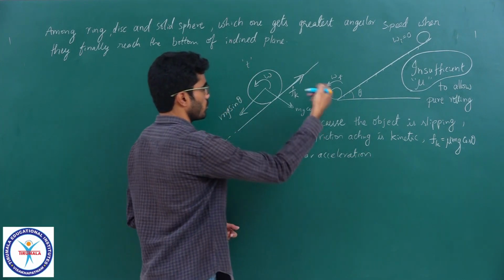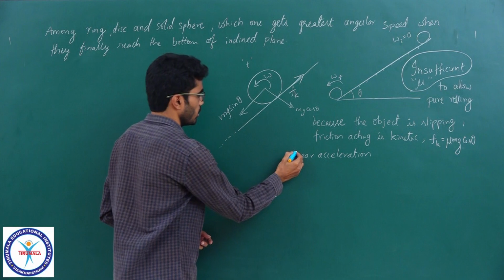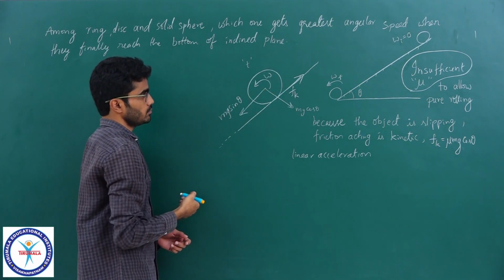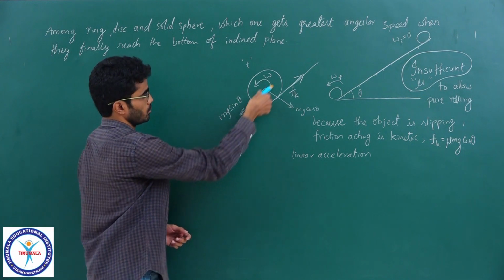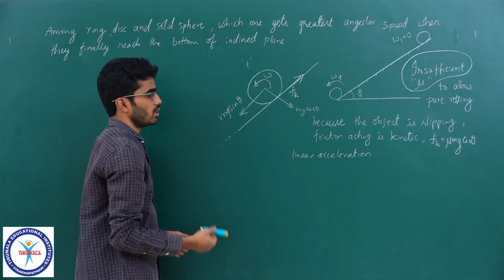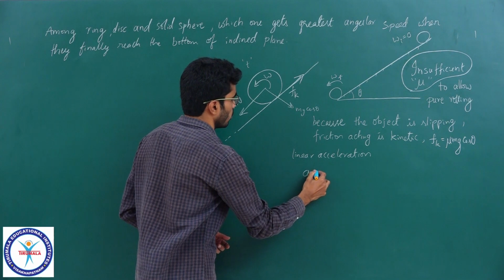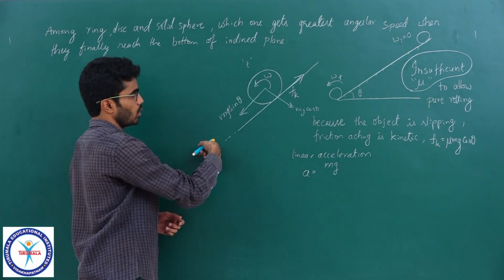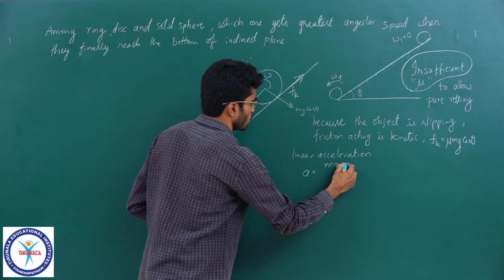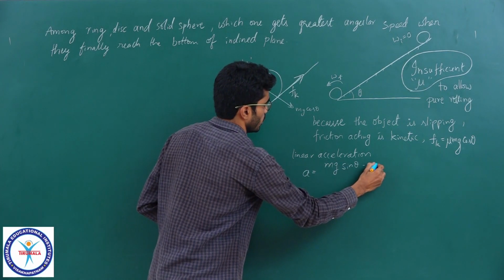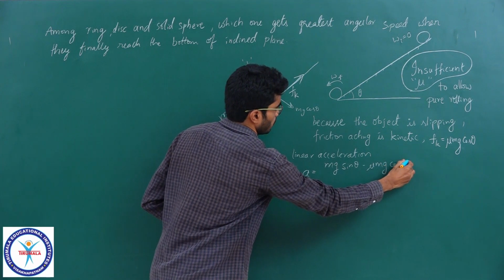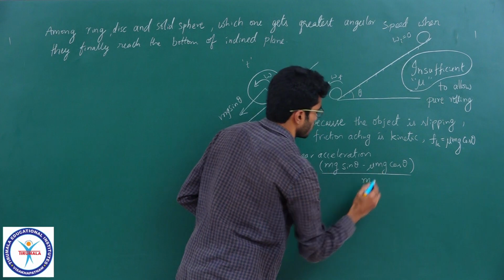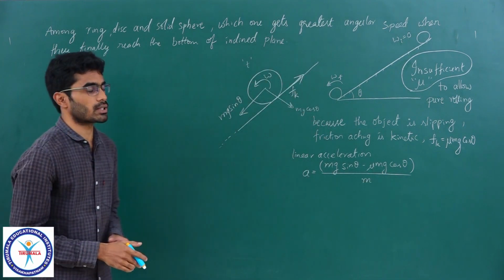The linear acceleration of the object will be given by, acceleration is net force by m. So, along the inclined plane, parallel to the inclined plane, we have to calculate the net force and we can calculate the acceleration. So, it is the mg sin theta driving it downwards and friction is acting opposite to it. So, mg sin theta minus mu mg cos theta by mass. So, this is the linear acceleration of the object.